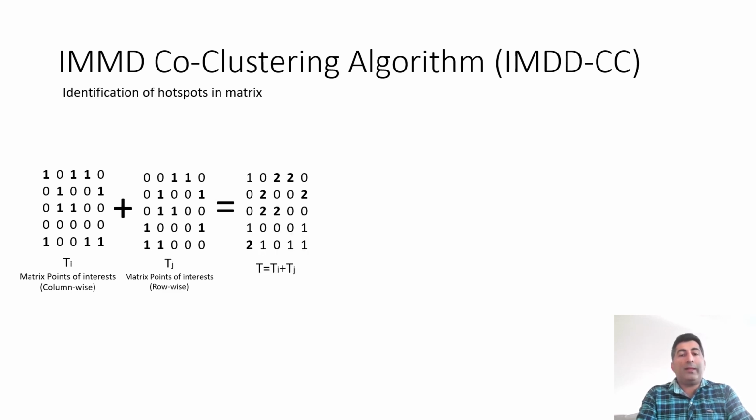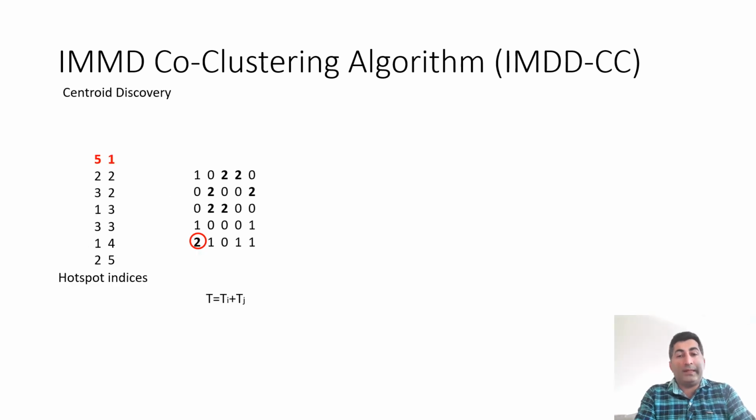If we add these together, then those values that become 2 are actually our hotspots, because somehow there are important points in the matrix, important elements in the matrix that they appear both in row-wise and column-wise discretization. So what we do is just extract the indices of the elements whose values are 2, and this becomes our hotspots. Then we operate on these hotspots in the next step in the centroid discovery.